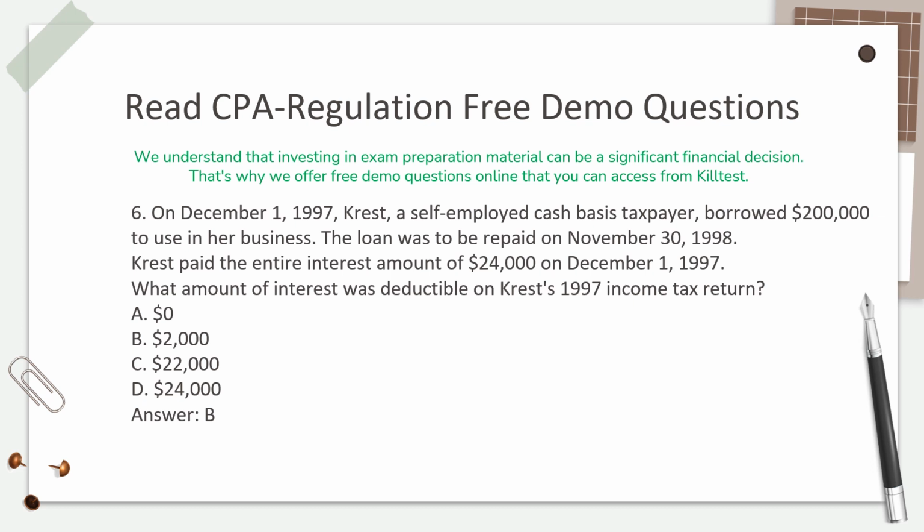6. On December 1, 1997, Crest, a self-employed cash-basis taxpayer, borrowed $200,000 to use in her business. The loan was to be repaid on November 30, 1998. Crest paid the entire interest amount of $24,000 on December 1, 1997. What amount of interest was deductible on Crest's 1997 income tax return? A. $0. B. $2,000. C. $22,000. D. $24,000. Answer. B.